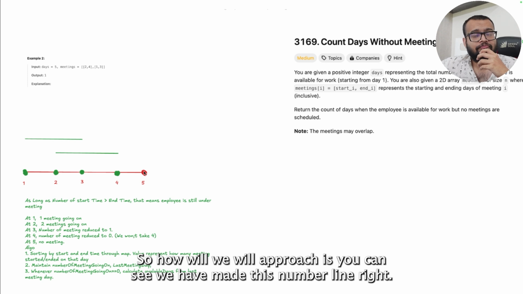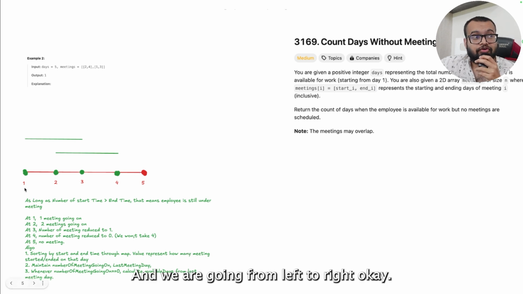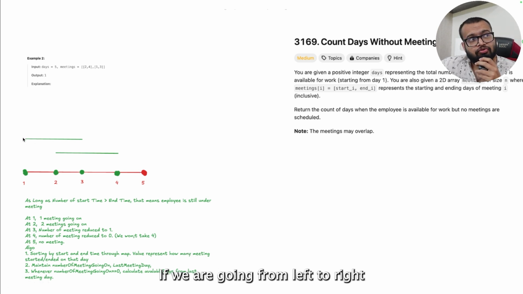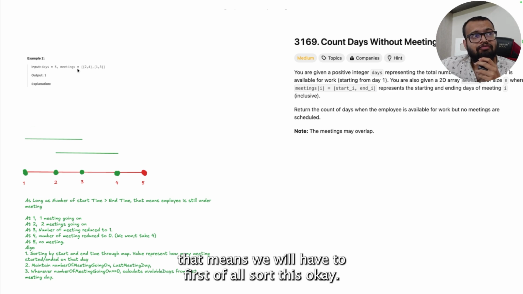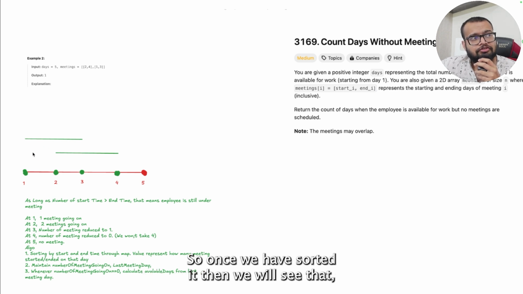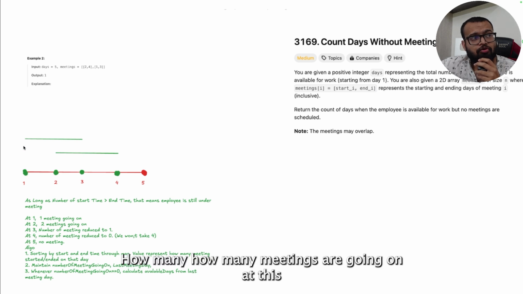So how we will approach it: you can see we have made this number line, right? With this number line it has become so much easier, and we are going from left to right. If we are going from left to right, that means we will first of all have to sort the meetings, so that we can go from left to right. Once we have sorted it, then we will see at this first point how many meetings are going on.